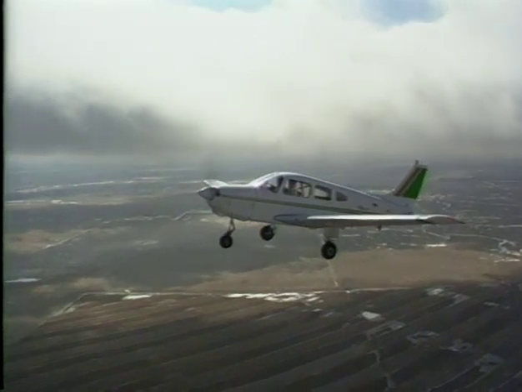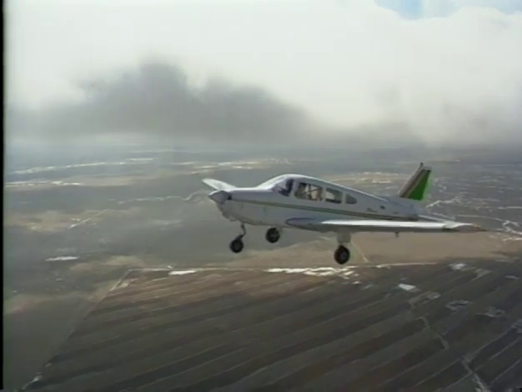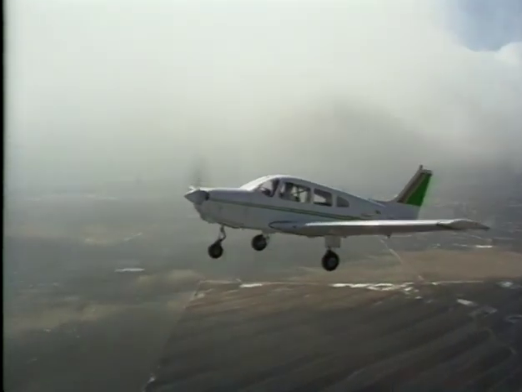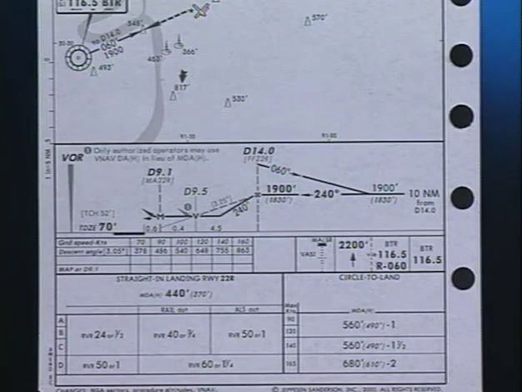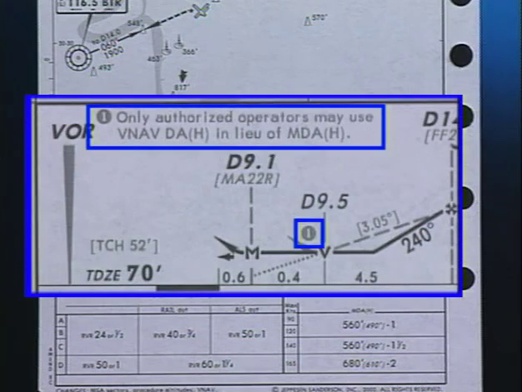The inclusion of VNAV descent angles does not preclude the use of minimum descent altitudes or missed approach points. You cannot descend below the MDA unless the required visual cues are present. One very important change to the profile view is the appearance of notes on some non-precision approaches. In the profile view of this VOR DME approach, you see a ball flag and a note stating, "Only authorized operators may use VNAV DAH in lieu of MDAH."